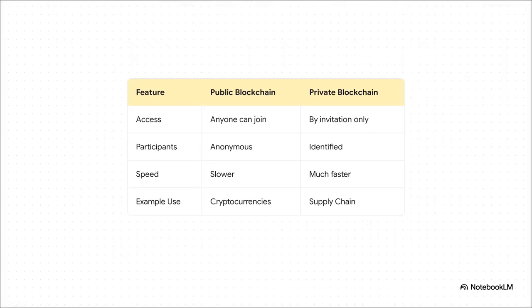Okay, so this is where it gets really interesting, seeing how these differences actually play out. When it comes to access, public is what we call permissionless. Anyone can jump in. Private is permissioned, it's invitation only. This means participants on a public network can be totally anonymous, while on a private one, they're known and verified. And that directly affects speed. Public blockchains, well, they're slower because they have to coordinate this massive global network of strangers. Private chains, they're way, way faster. And this leads to completely different uses. You see things like cryptocurrencies on public chains and then things like supply chain management on private ones.